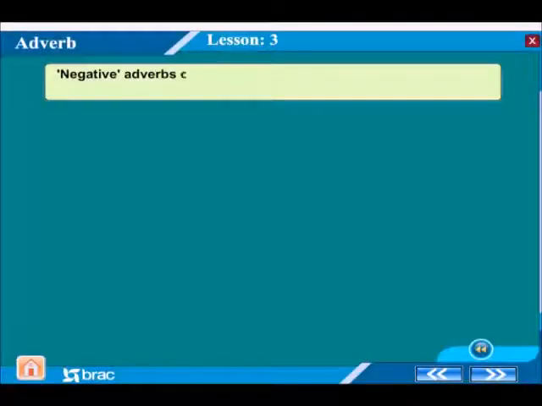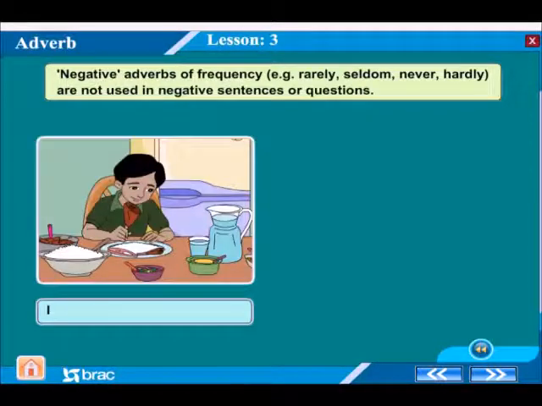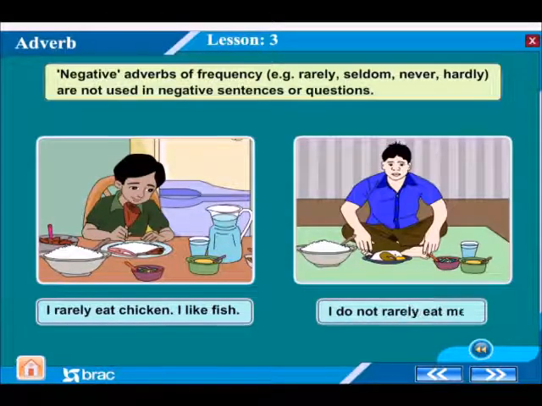Negative adverbs of frequency, for example, rarely, seldom, never, hardly, are not used in negative sentences or questions. I rarely eat chicken. I like fish. I do not rarely eat meat. Correct? Incorrect?